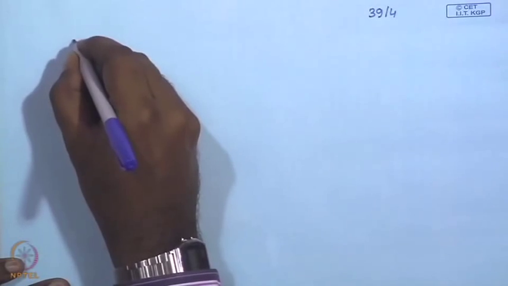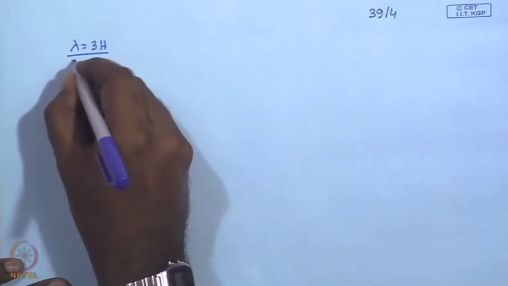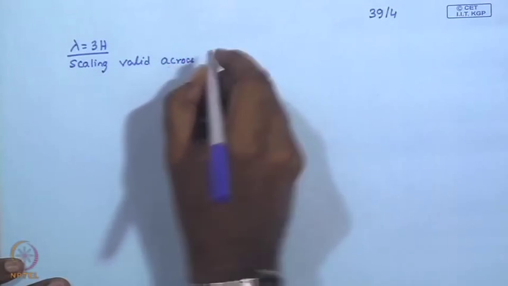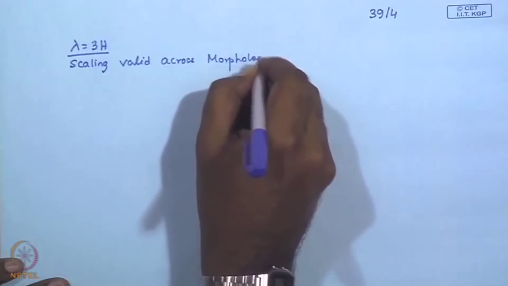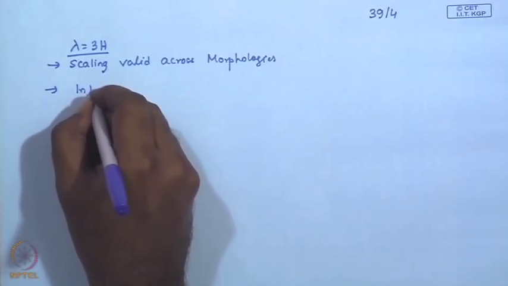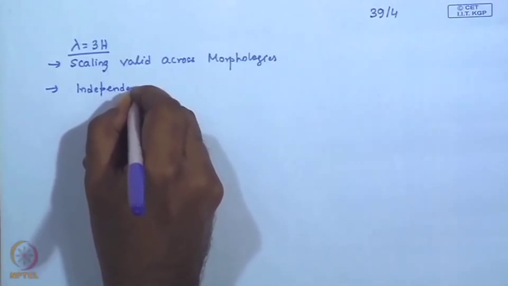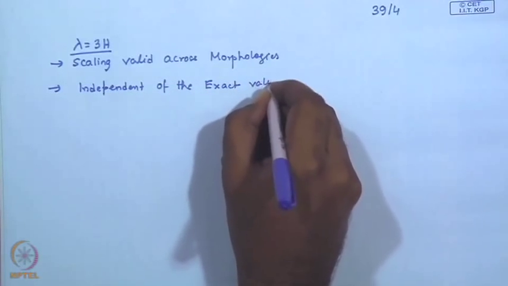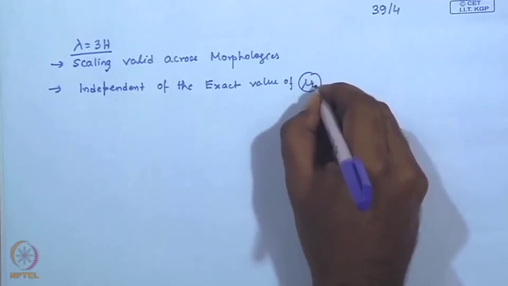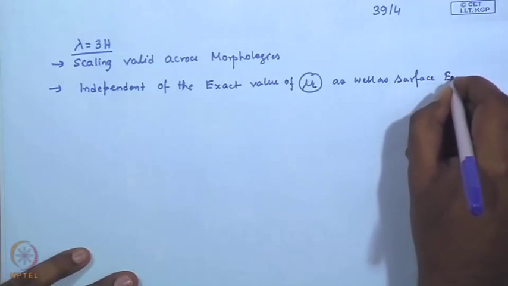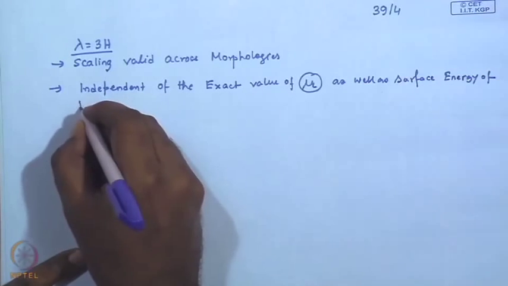Importantly, the scaling relation is valid across morphologies, and very importantly, the scaling relation is independent of the exact value of mu, the exact shear modulus, as well as the surface energy of the stamp.